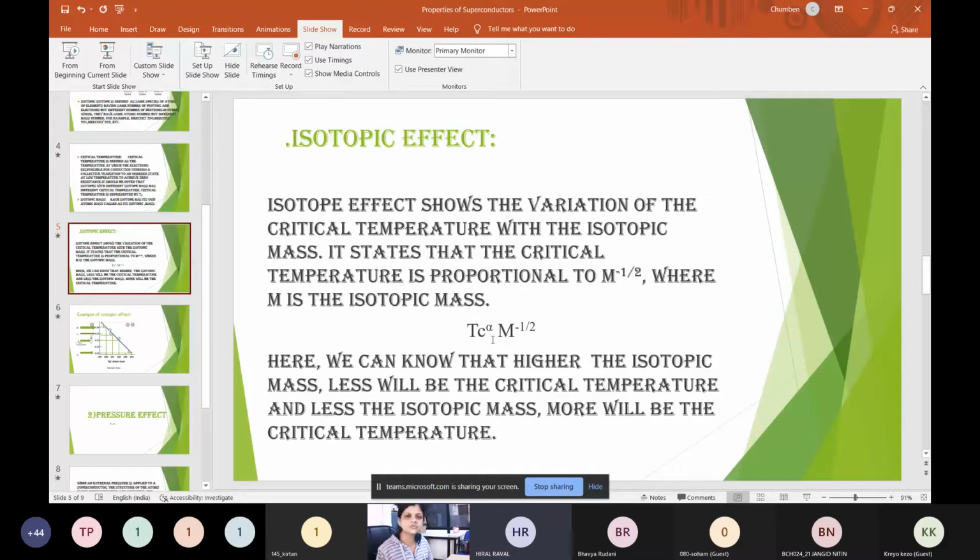Which would be easier for us to use practically, a higher TC or a lower TC? What do we recommend? Higher TC.